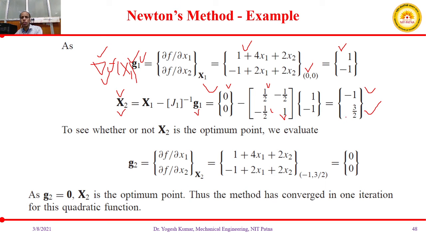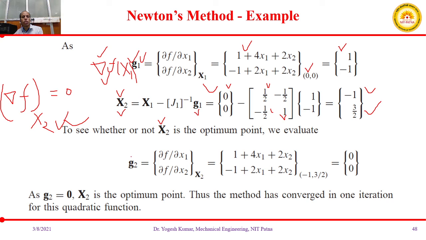that is, minus 1 and 1.5. So in order to check whether your next point is optimum or not, we need to take the partial derivative of your given function at your next search point, that is x2. If the value of the gradient of your function at your current location is equal to 0, then your point is optimum.